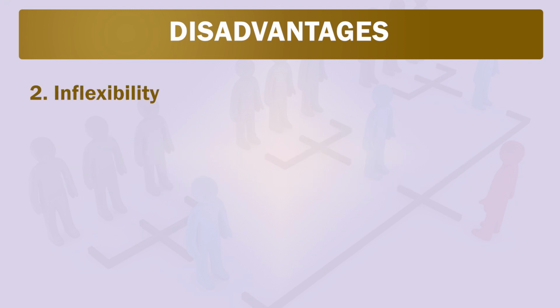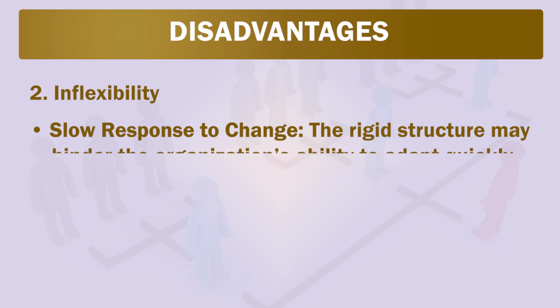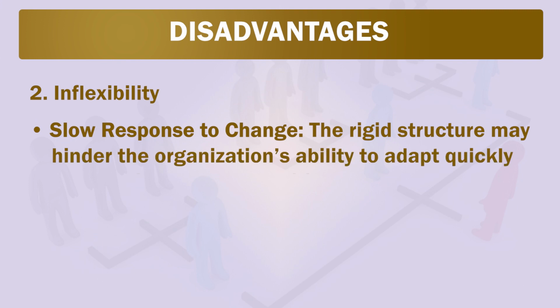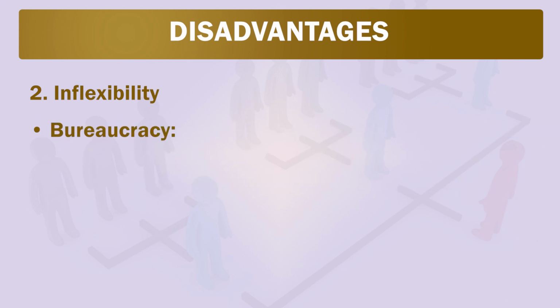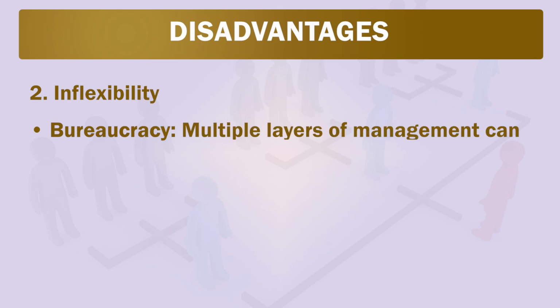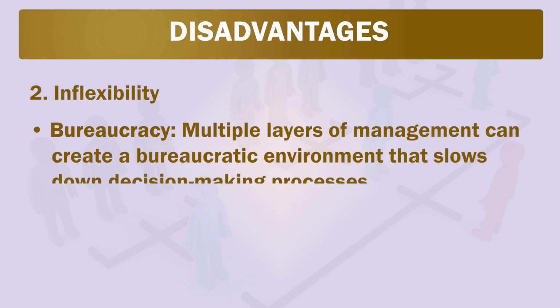Another thing is inflexibility. So, it includes slow response to change. The rigid structure may hinder the organization's ability to adapt quickly to changing market conditions or customer needs. On the other hand, secondly, bureaucracy, that is multiple layers of management, can create a bureaucratic environment that slows down the decision making processes.